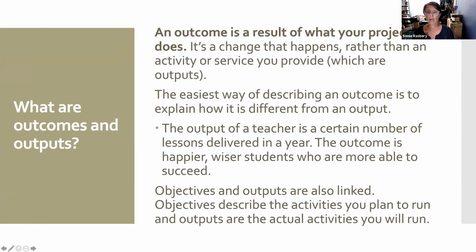So an outcome is a result of what your project does. So it's a change that happens rather than an activity or service. It's one of those things that is easiest to talk about with an example, and about how it's different from an output. So the output of a teacher is to deliver a certain number of lessons, and then the outcome is wiser, happier students who are able to succeed.